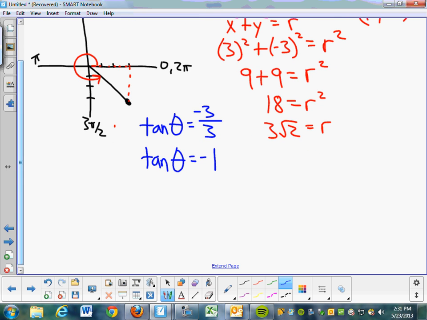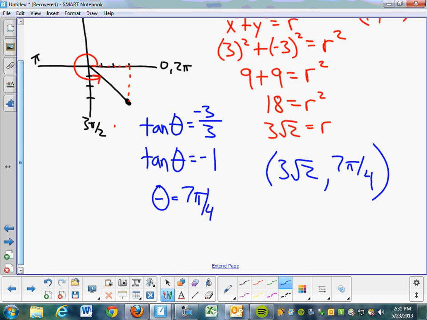Where is tangent of theta equal to negative 1? 135, that's the second quadrant. 315 is the third quadrant. That is also 7 pi over 4. So I have my r value, I have my theta value. I've converted now from rectangular form into polar form. I have 3 roots of 2, and I have 7 pi over 4. That is my final answer.